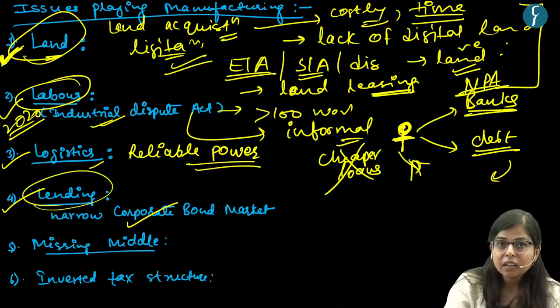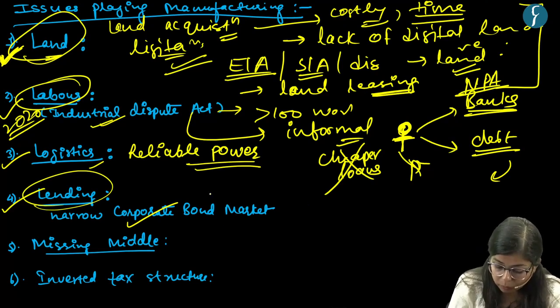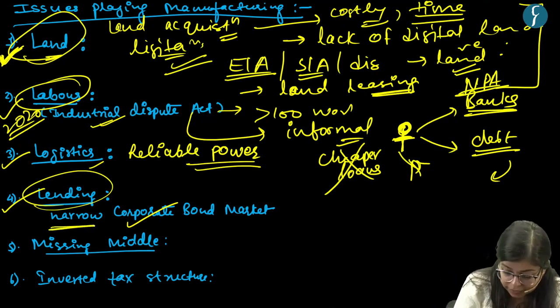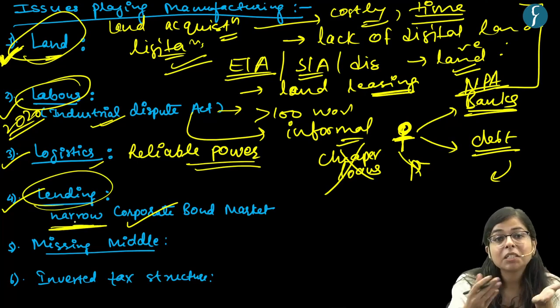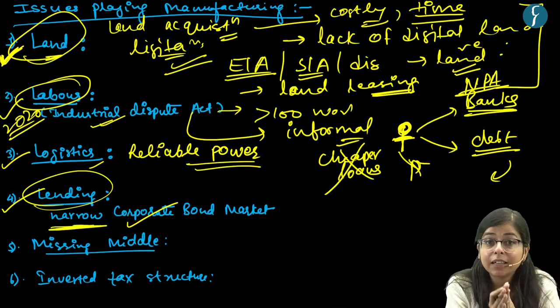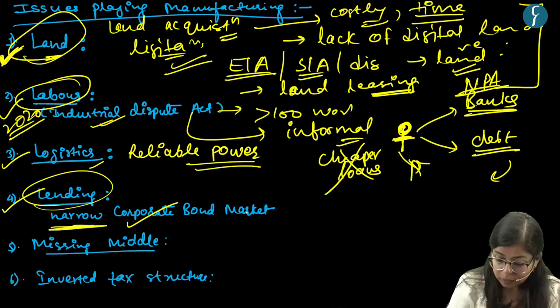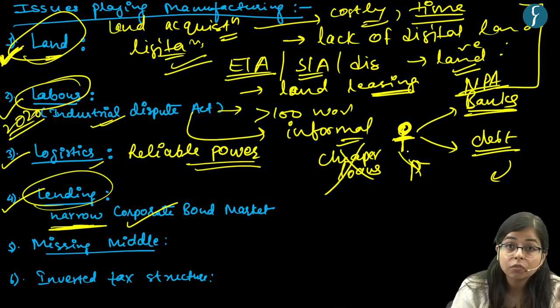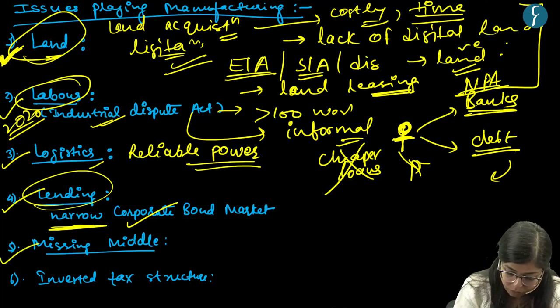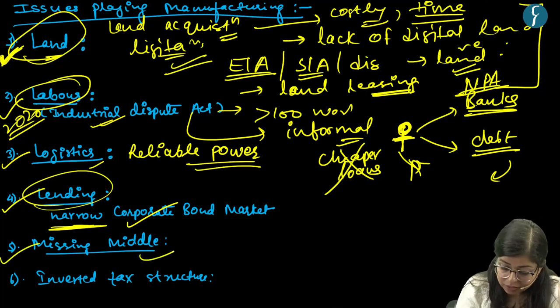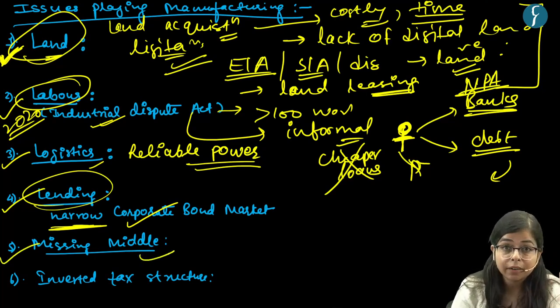But in India, what we have seen is that the corporate bond market in the country is narrow, right? So this means that there are not enough takers of these corporate bonds in the Indian market, and because of which there is a lending issue or a funding issue to set up manufacturing units, right?